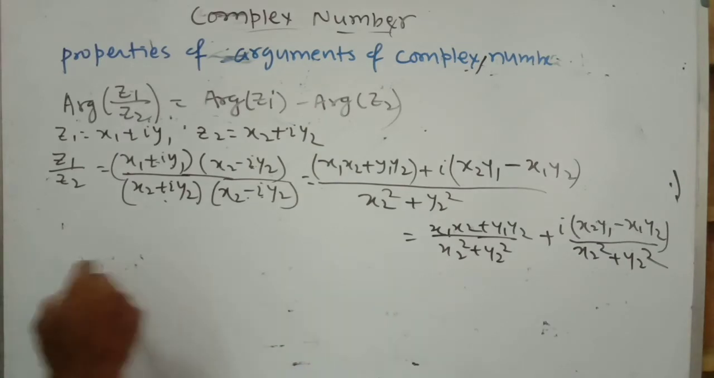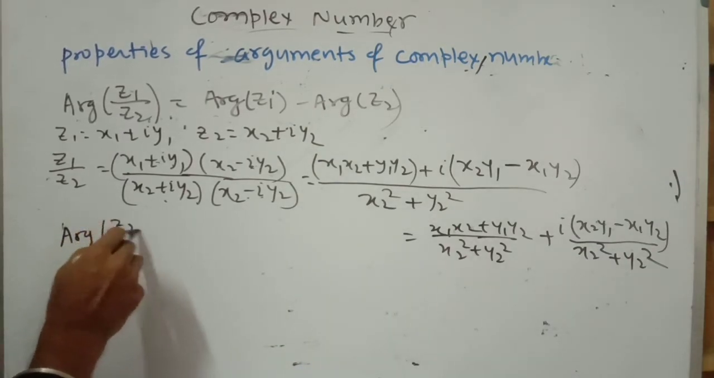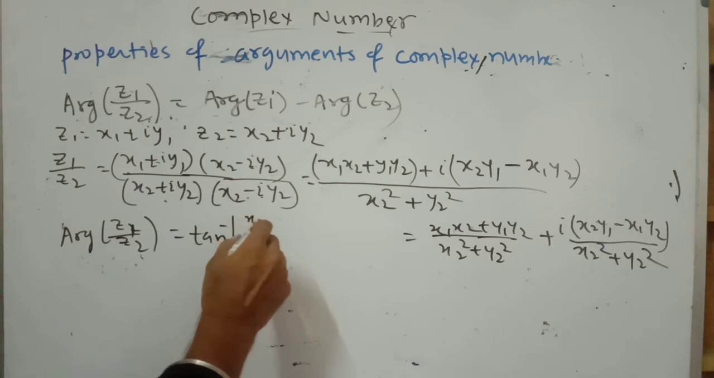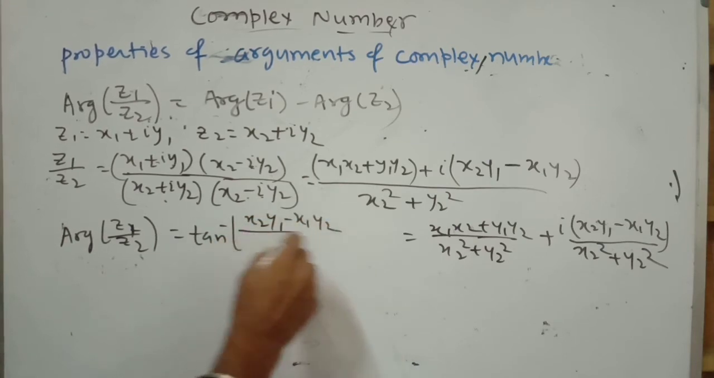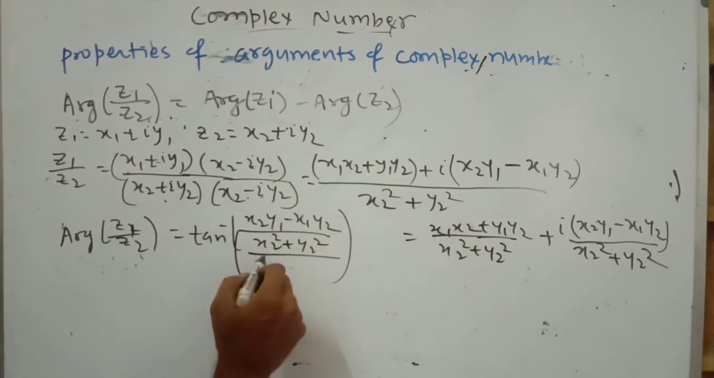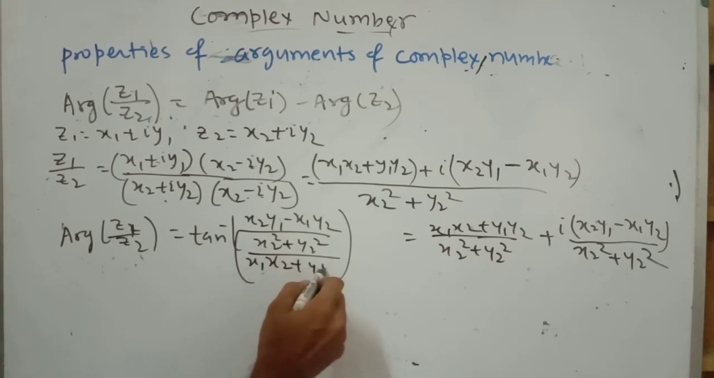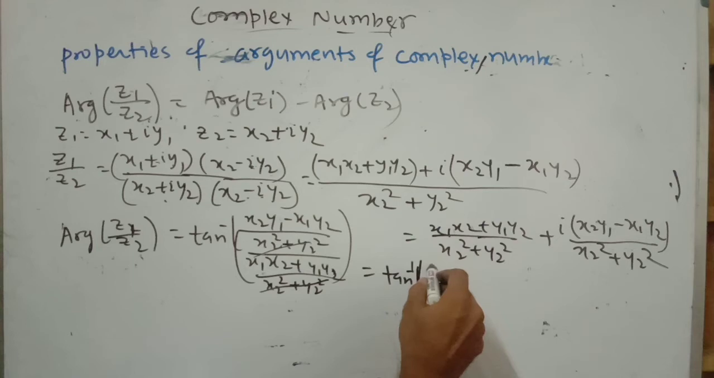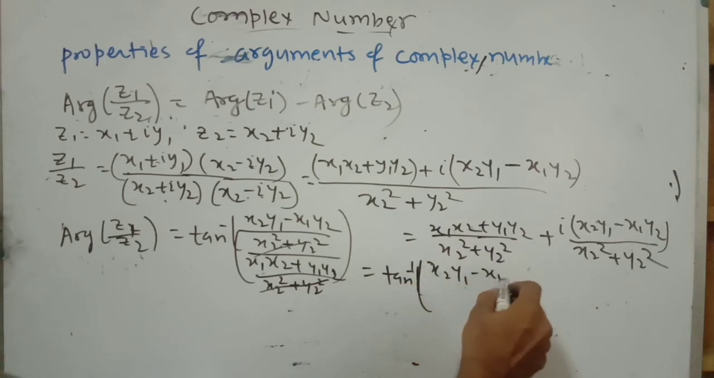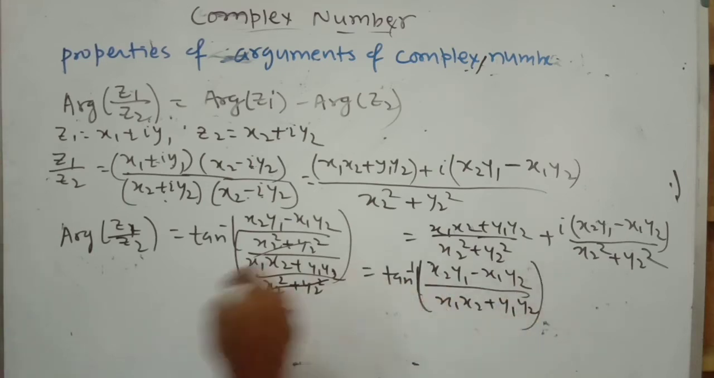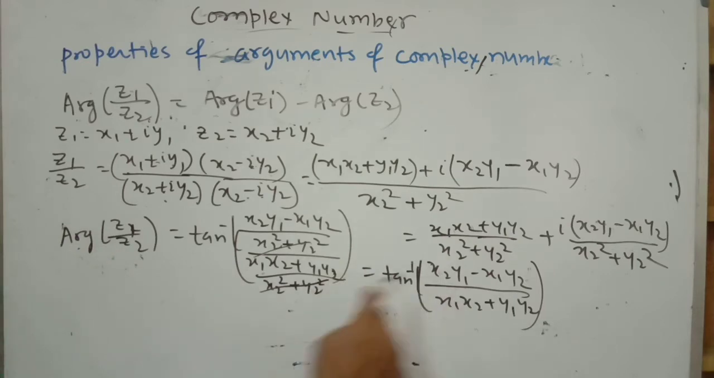So when you find the argument of z1 by z2, as already told, tan inverse of the imaginary part of the new complex number, that is (x2 y1 minus x1 y2) divided by (x2 square plus y2 square). Similarly the real part of the complex number is (x1 x2 plus y1 y2) divided by (x2 square plus y2 square). So it will cancel out, and it will become tan inverse of (x2 y1 minus x1 y2) divided by (x1 x2 plus y1 y2). So this is the argument of z1 by z2.